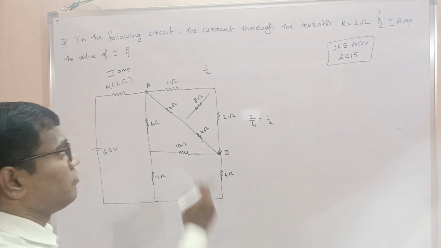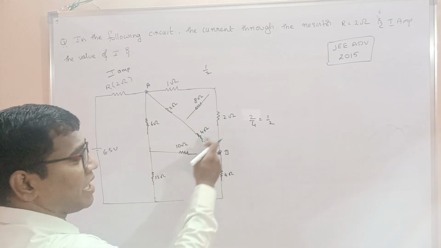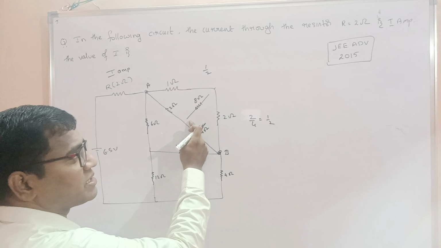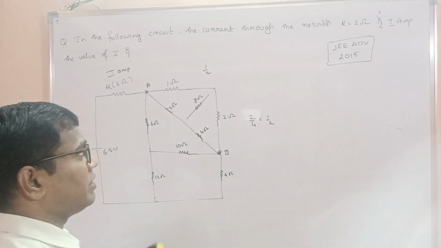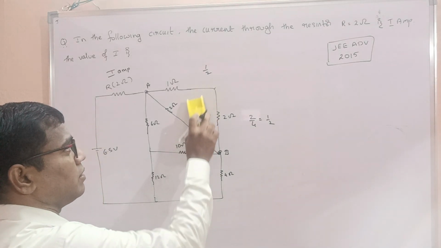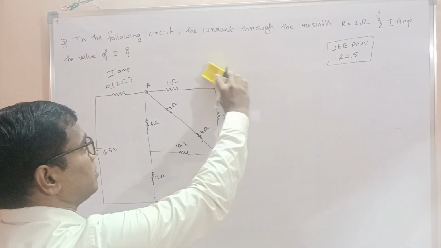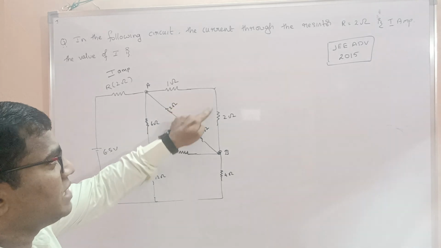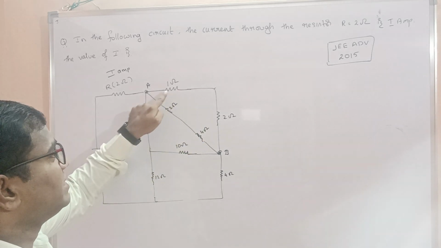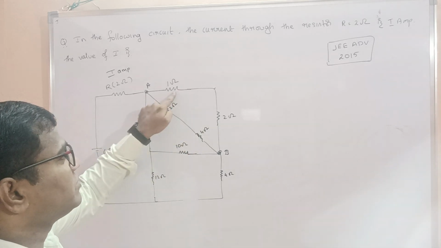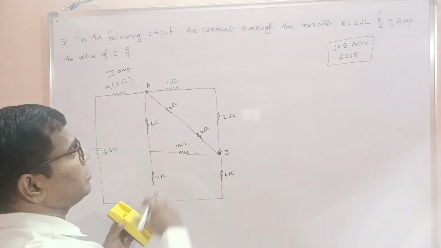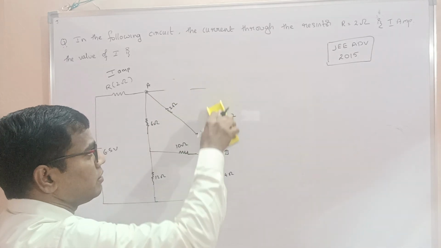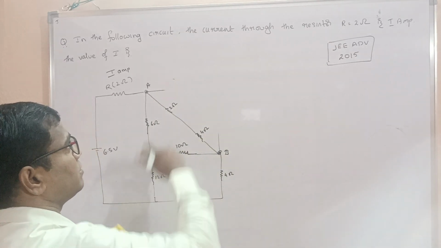Again I am explaining. We have to check P by Q is equal to R by S. When P by Q is equal to R by S, there is no current through this resistor, so I can remove this one. Clear? When I am removing, try to understand this resistance and this one. These two are in series. This is 2 and this is 1. So in series it will be 3. So in between these two, the effective resistance is 3. So again I am modifying.